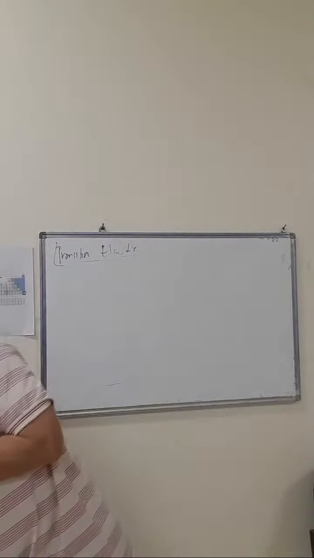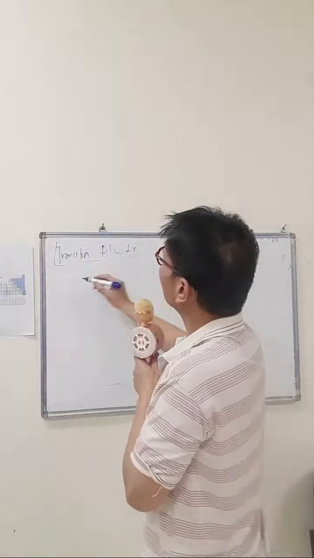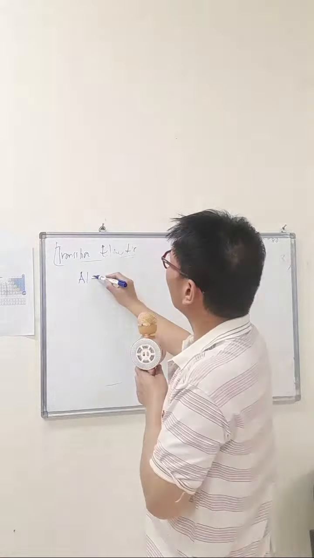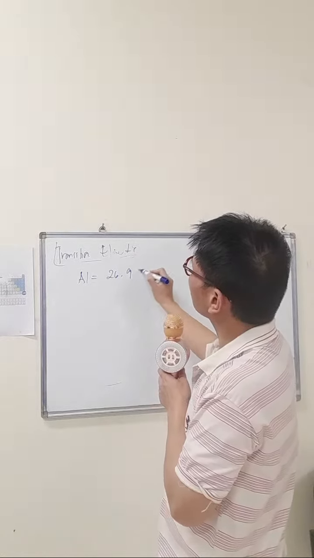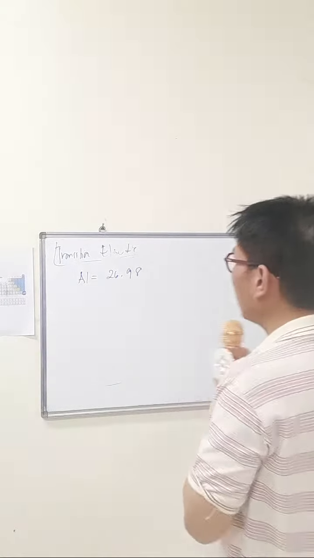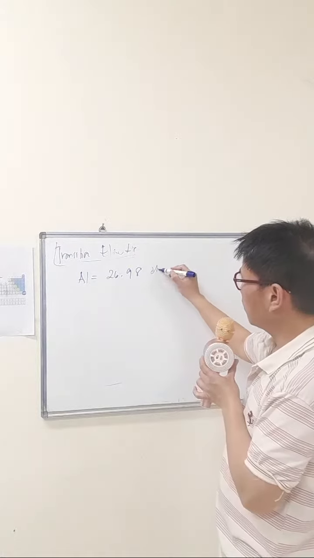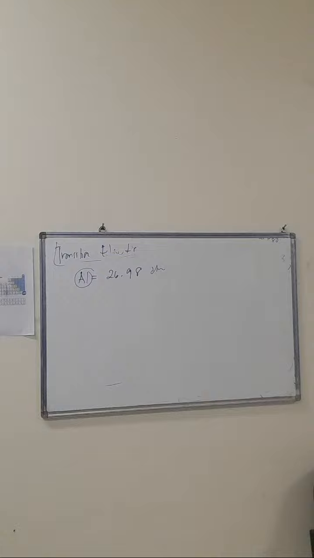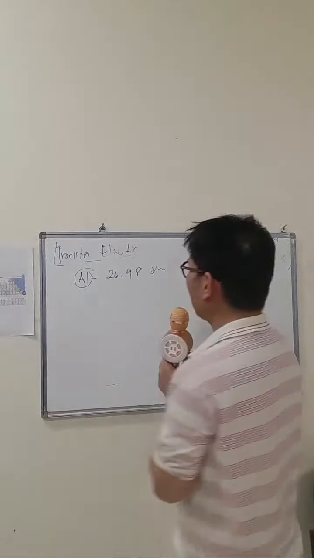So, if we have to add, we have the aluminum. I mentioned aluminum a while ago. Let's check. Okay, aluminum 26.98, atomic mass. Okay, aluminum. 26.98 ang aluminum, no?